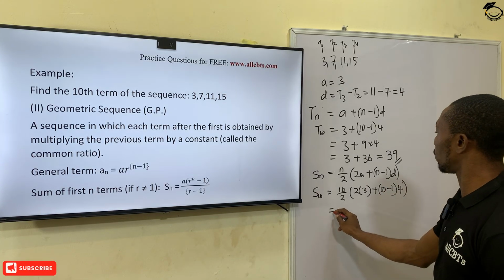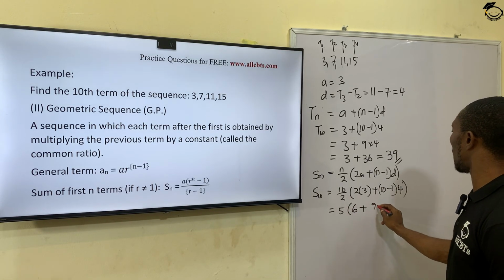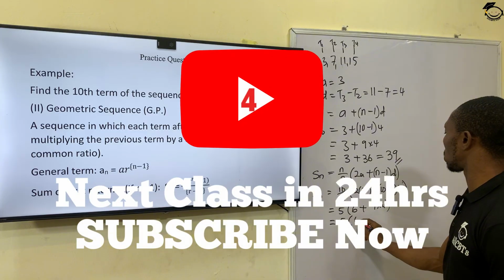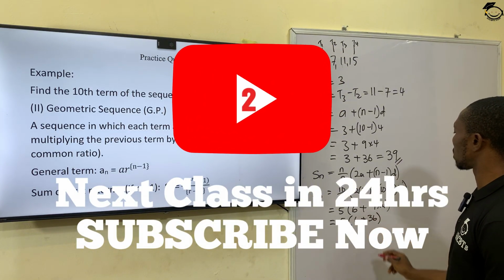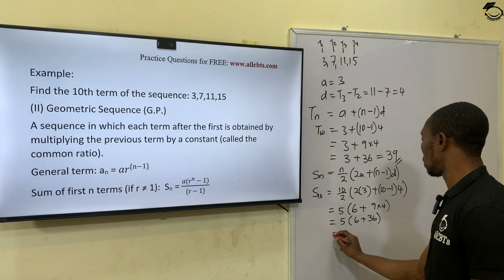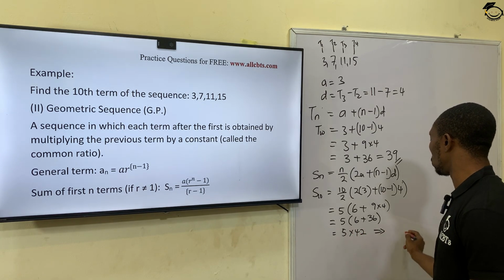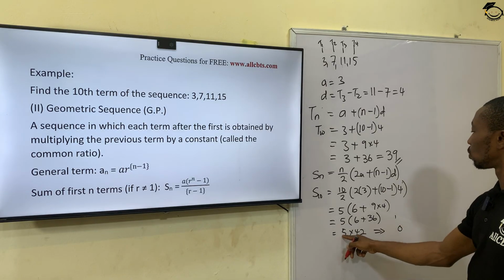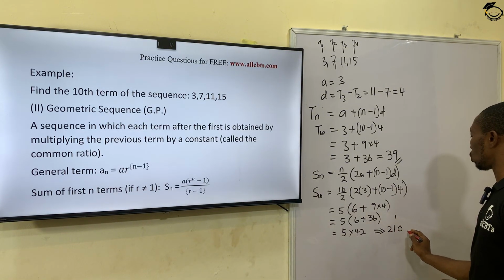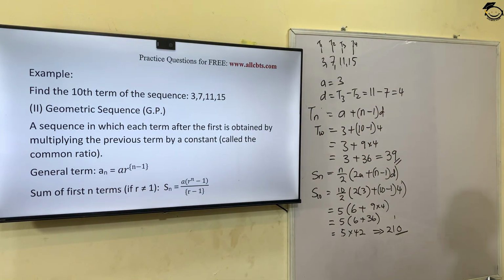Okay, now this will give us 5 times, 2 times 3 is 6, plus 9 times 4. Now 9 times 4 will give us 36. This will be 5 bracket 6 plus 36. And 6 plus 36 will give us 42. So this becomes 5 times 42. Now 42 times 5 will give us 5 times 2, 10, write down 0, carry 1. 4 times 5, 20 plus 1, 21. So our sum of the first 10 terms for this series would be 210.